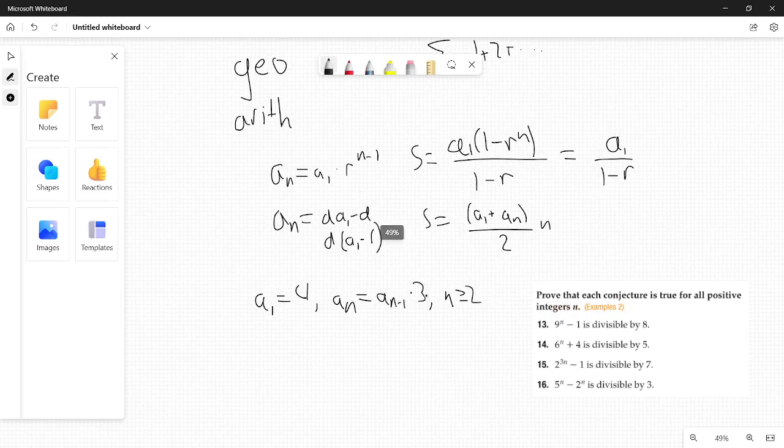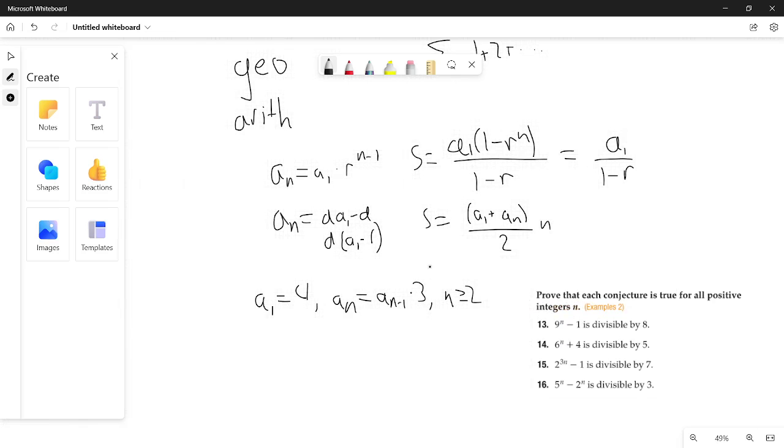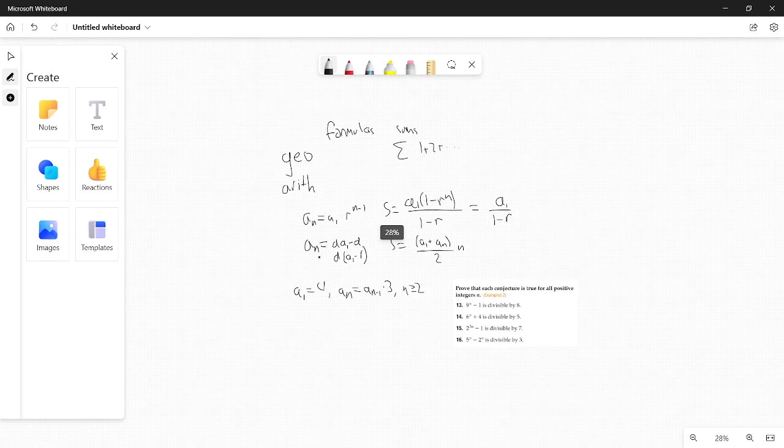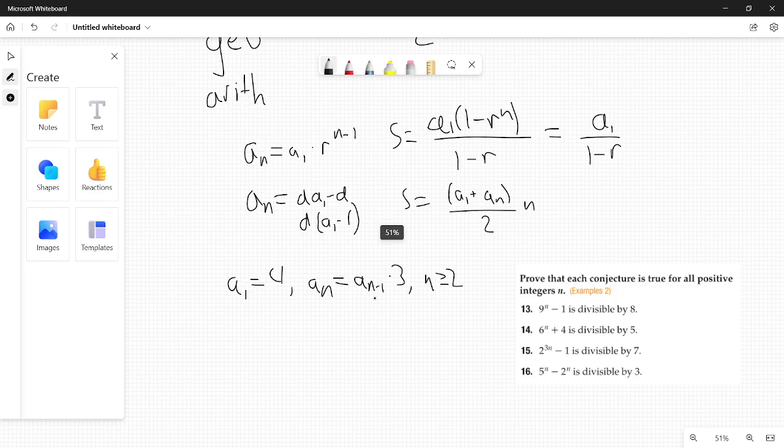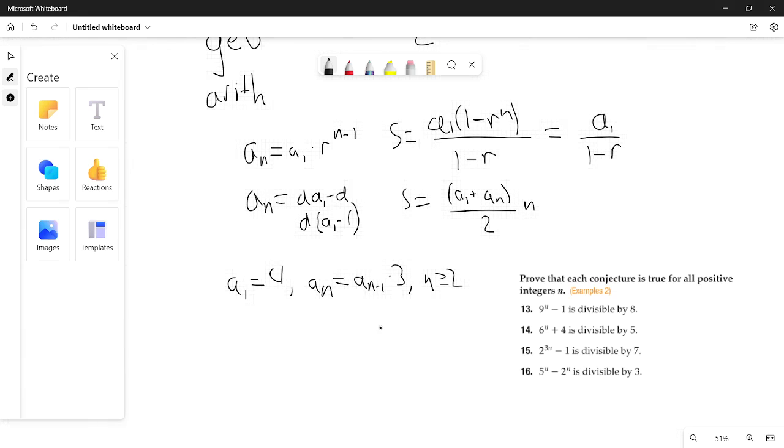And this is going to be addition or subtraction if you're dealing with an arithmetic recursive formula. So you might be required to go back and forth between these. I think in this case it would be 4 times 3 to the n minus 1 in the explicit.